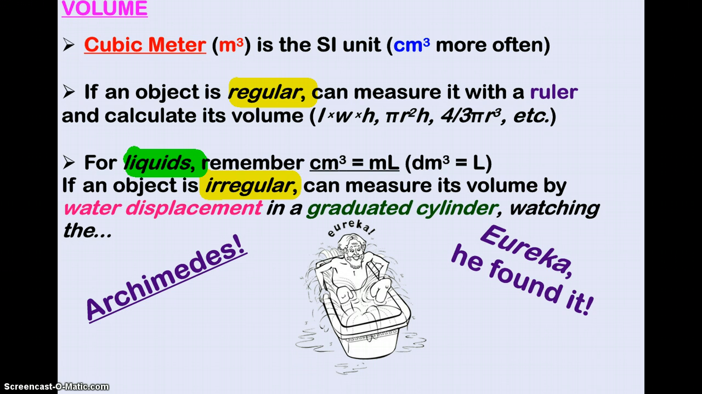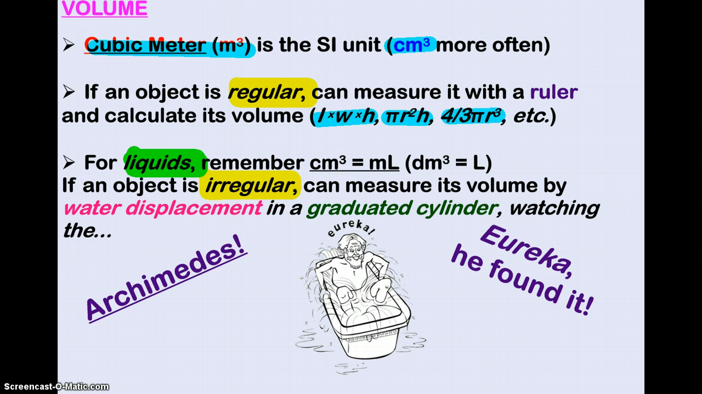Last up is volume. Volume is based on the meter, so the cubic meter is the SI unit for volume, although we use the cubic centimeter much more often. If an object is regular, meaning it has enough fiber in its diet. Ha ha ha. Kidding. If it's a regularly shaped object, we can measure its dimensions with a ruler and then calculate the volume. So length times width times height for a rectangular solid, pi r squared h for a cylinder, 4/3 pi r cubed for a sphere, etc.